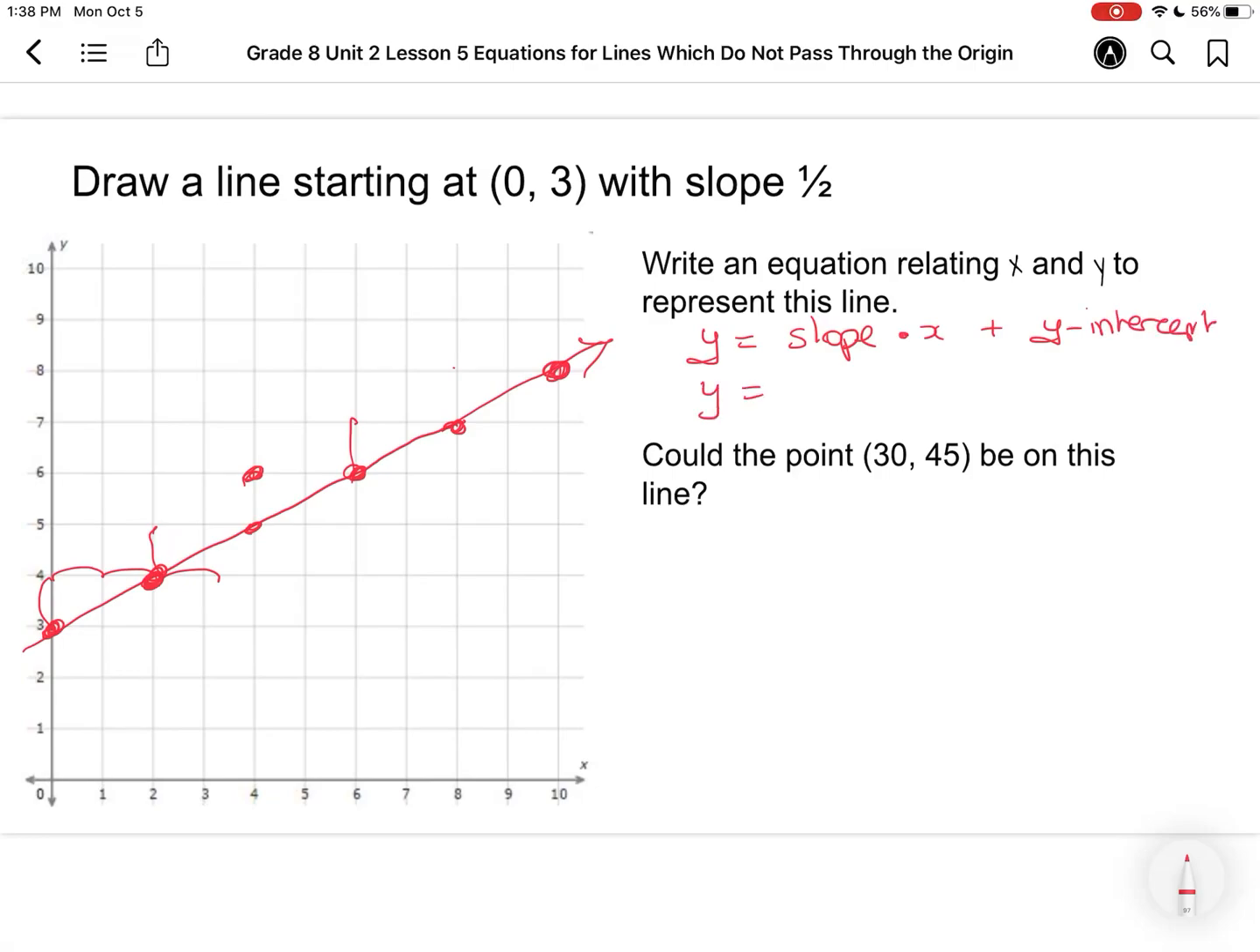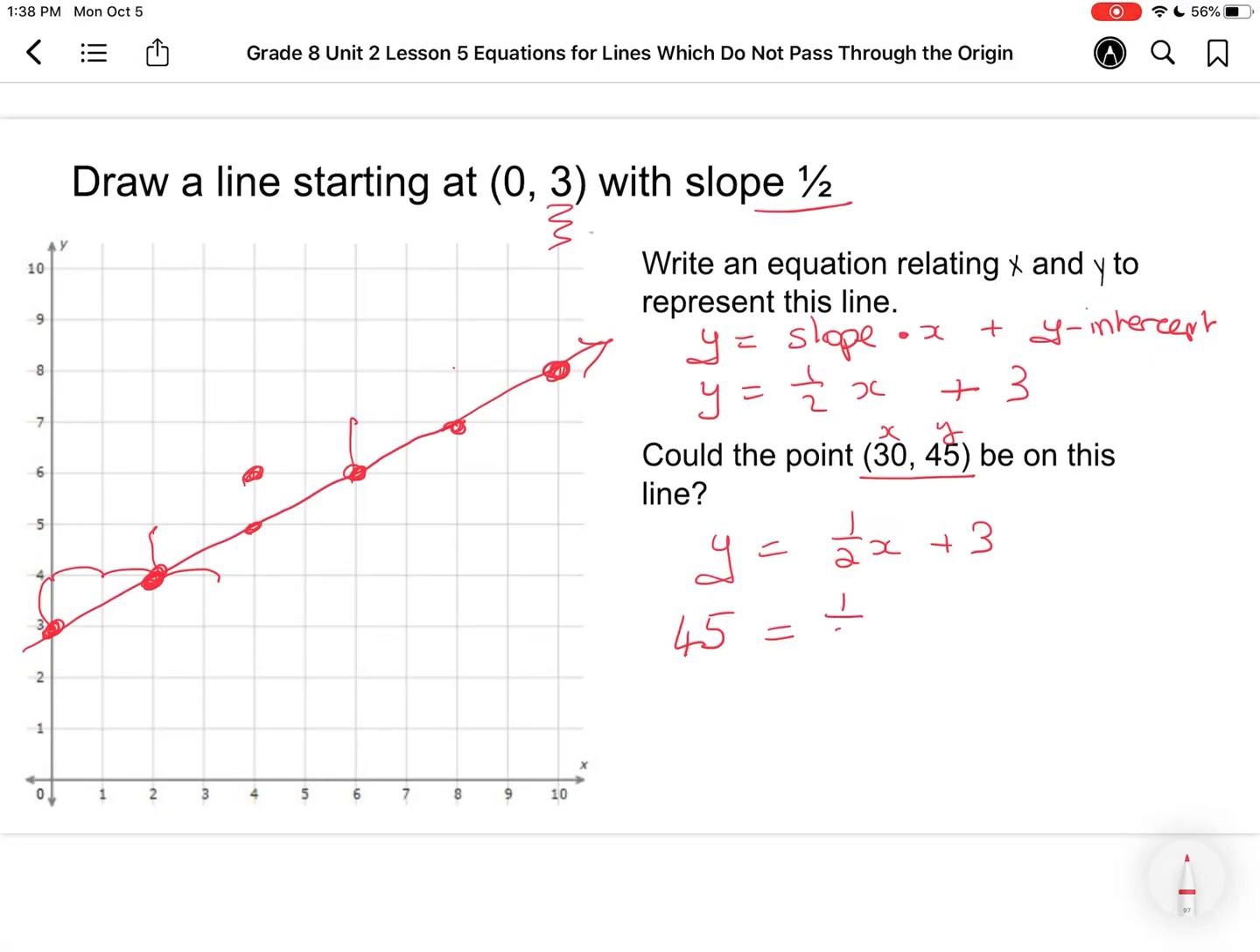So y equals, I'm told the slope is a half, so a half x plus the y-intercept is 3. Now could this point (30, 45) be on this line? So I'm going to go y equals a half x plus 3, substitute in 30 for x and 45 for y, and will it be correct? If it's correct, it means the point is on the line.